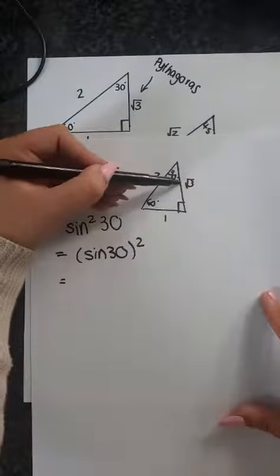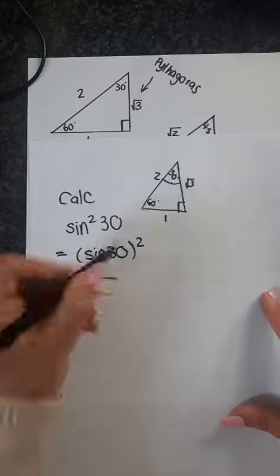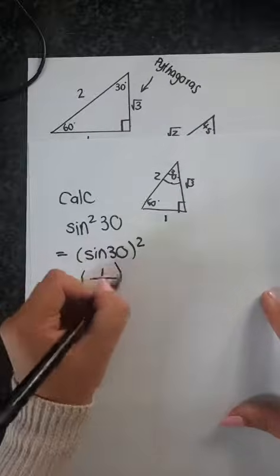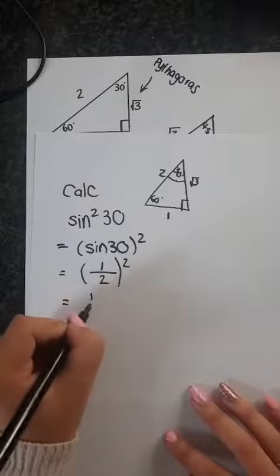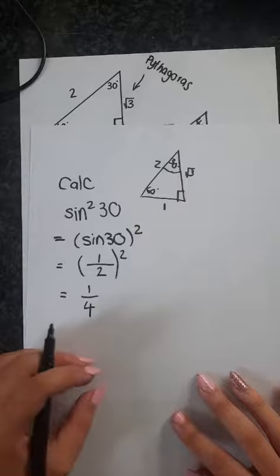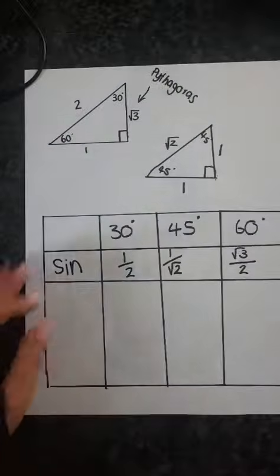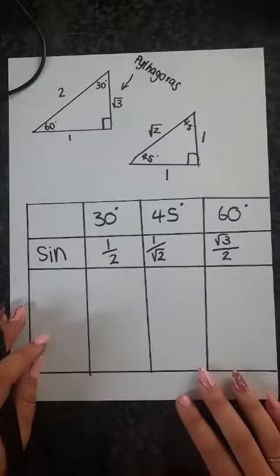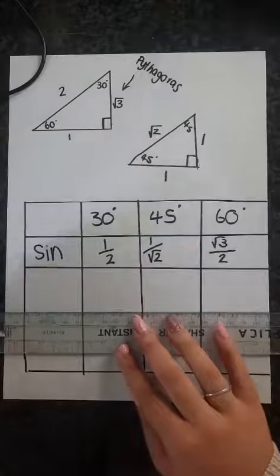Sine of 30, there's 30, is opposite, so 1, over hypotenuse, which is 2. So it's a half squared. And what is a half times a half? A half times a half is a quarter. Do you understand how to do that without using your calculator? Okay. So that is why we do special angles, and that is why we learn it like that. Okay, let's do the last, so we complete our summary.